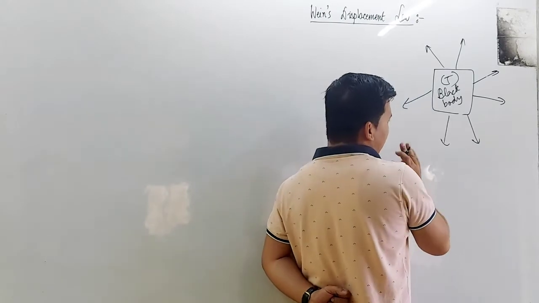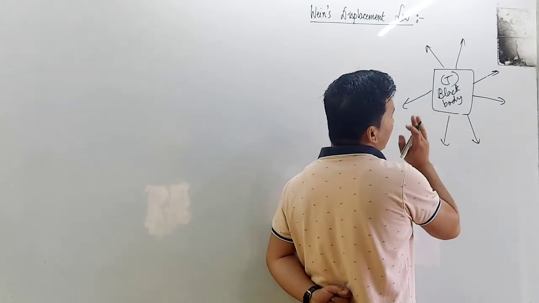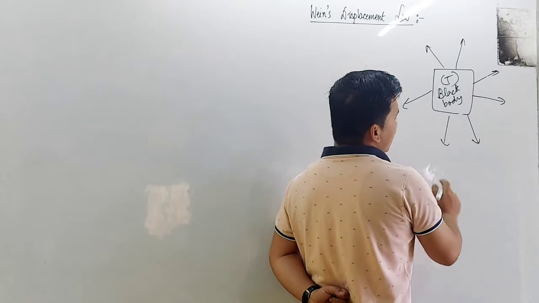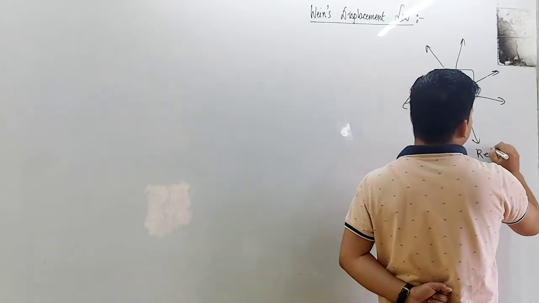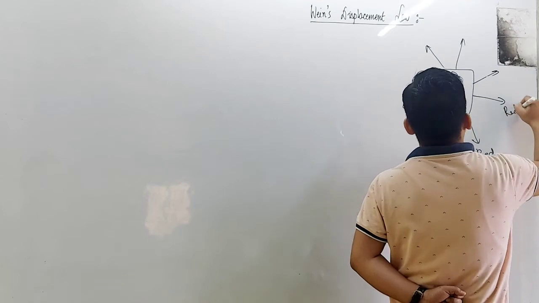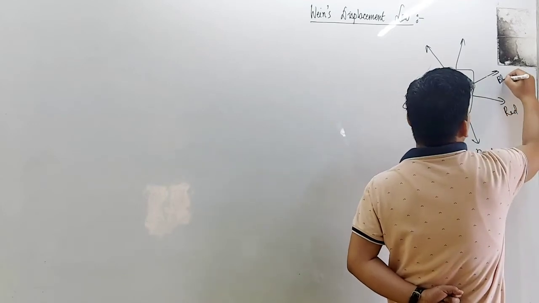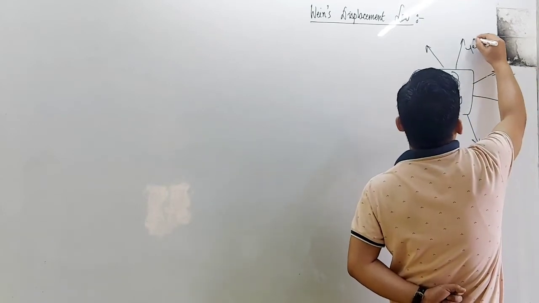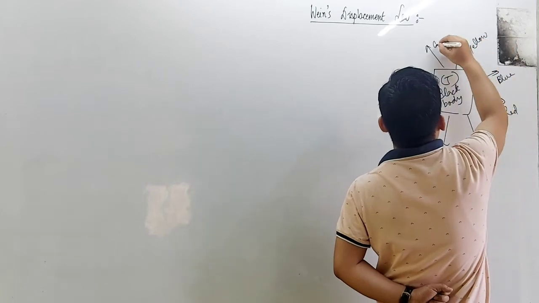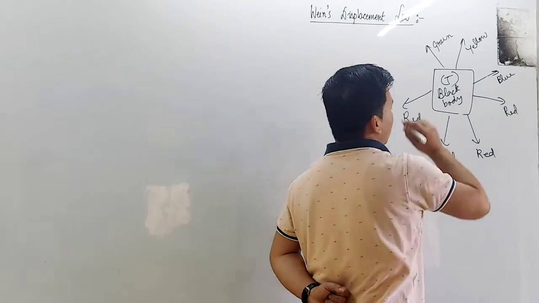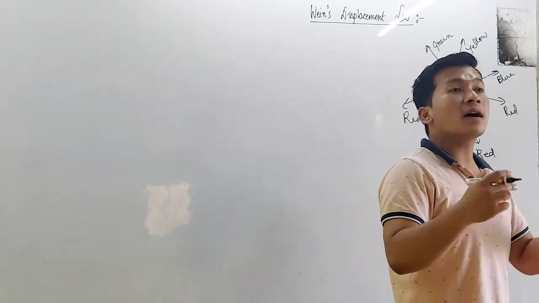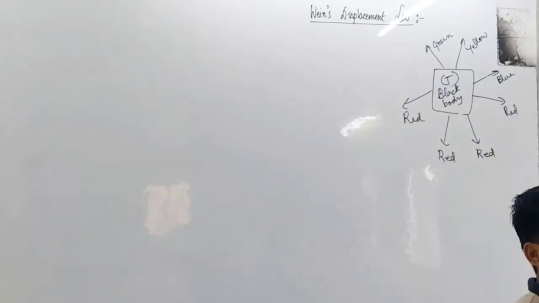temperature T. And let us decide the wavelength, or let us decide the color. This is red. This is also red. This is also red. This is blue. This is yellow. This is green. And here this is again red in the color. So how many radiations are being produced from this black body?